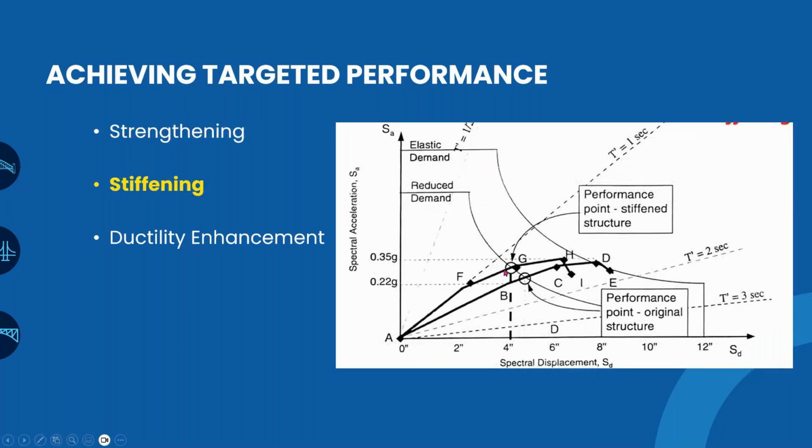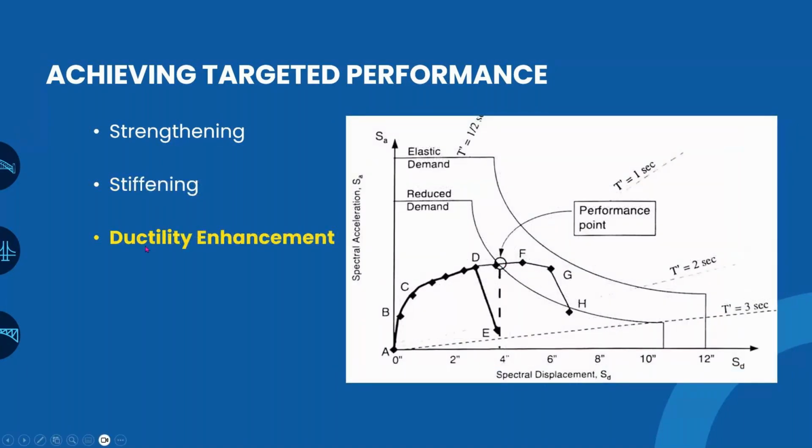The other method is stiffening. By stiffening the structure, by providing lateral bracings or other stiffening members in the structure, we can increase the stiffness. You could see that firstly the stiffness of the structure was somewhere here, and once we increase the stiffness, the performance point is shifted upward.